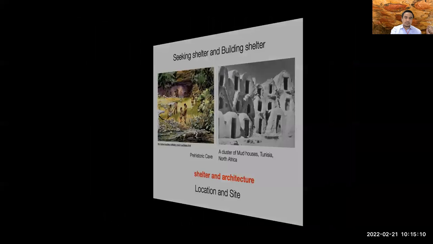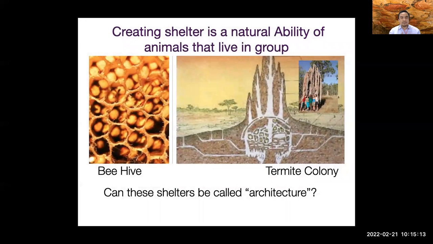Because creating shelter is a natural ability of animals. You know, the bee has a school of architecture, the termites have a school of architecture? Of course not, right? And many birds and beavers, they don't go to school of engineering so they can build a dam. So how can we define shelter and architecture? How can we differentiate, separate ourselves from these natural builders, the bee, the termite, the birds, right?